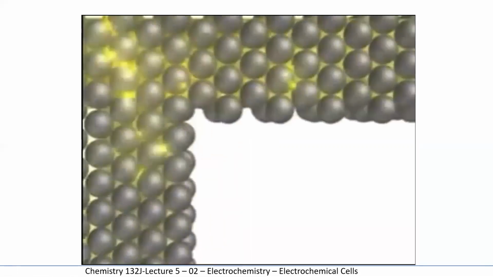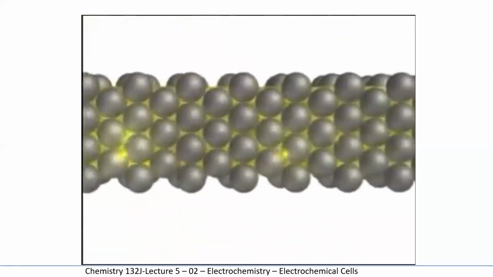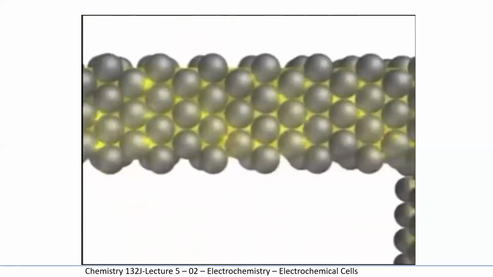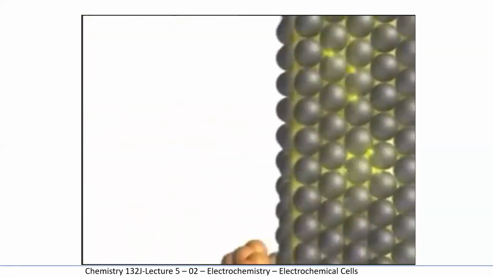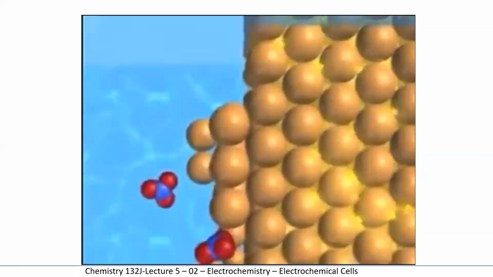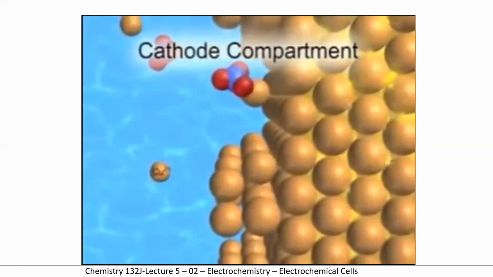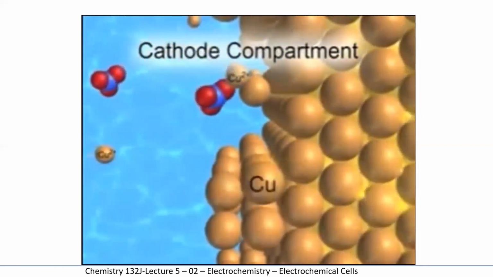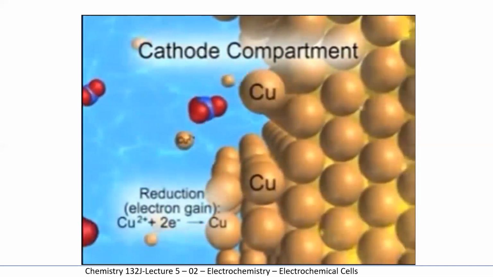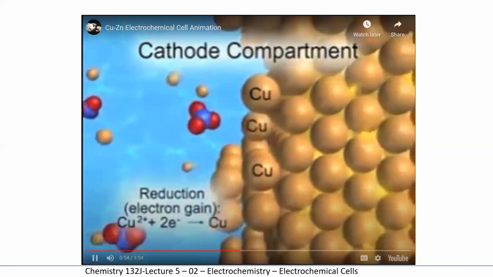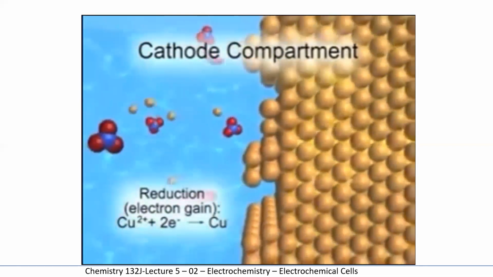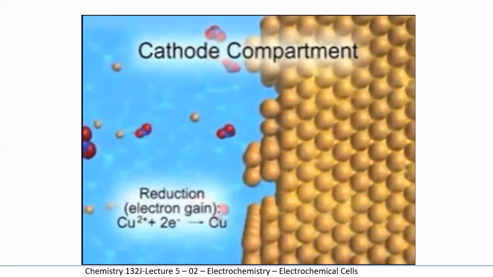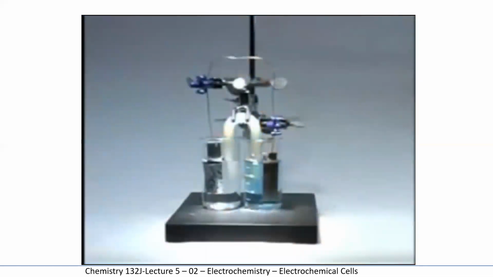They travel through the wire and flow into the cathode, the site of reduction. When a copper 2 ion in the cathode solution makes contact with the copper electrode, it gains 2 electrons and is reduced to a copper atom, which deposits on the bar. Therefore, as the cell runs, the zinc anode becomes lighter and the copper cathode heavier.